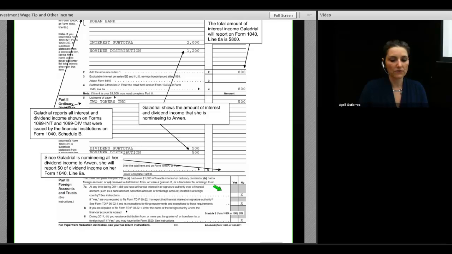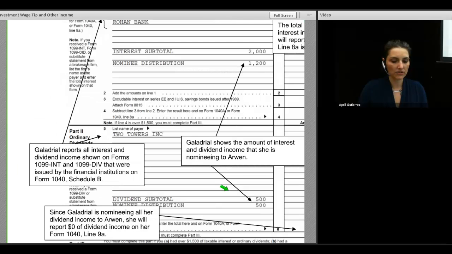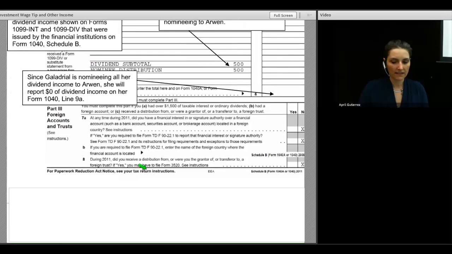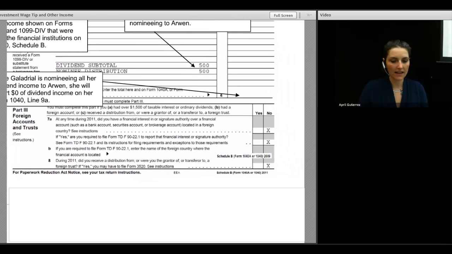And then, of course, we have to go through and answer these Part 3 foreign trust and account questions. Let's just zoom in to see what those say, because they are mandatory questions. You're not allowed to leave them blank. And they say, at any time during 2011, did you have financial interest in or signature authority over a financial account, such as a bank account, securities account, or brokerage account located in a foreign country? Well, we've answered no.